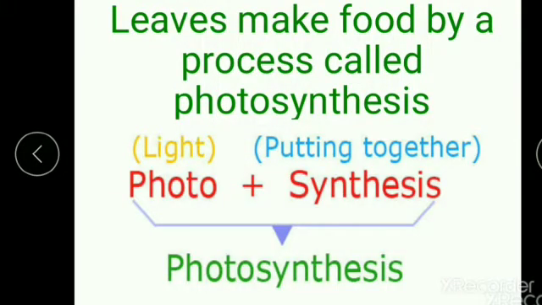So in the previous class we were discussing photosynthesis. Do you remember what photosynthesis is? Yes, leaves make food by a process called photosynthesis, and we have also seen the meaning of photosynthesis. Photo means light and synthesis means putting together, right? And we have also seen the different parts of leaves, and how the plants make their own food, right? Yes. So in today's class we are going to see how plants use food.